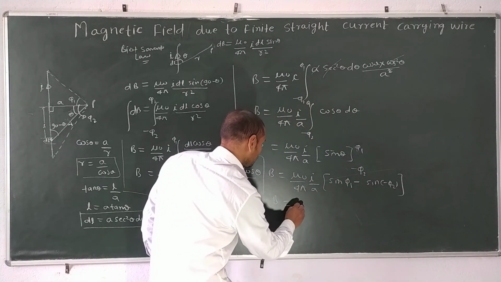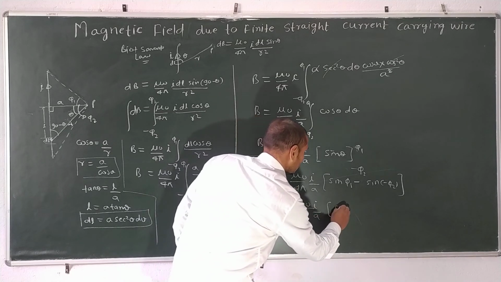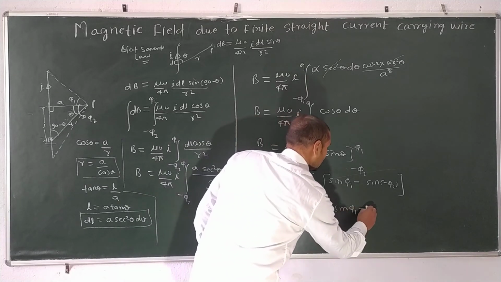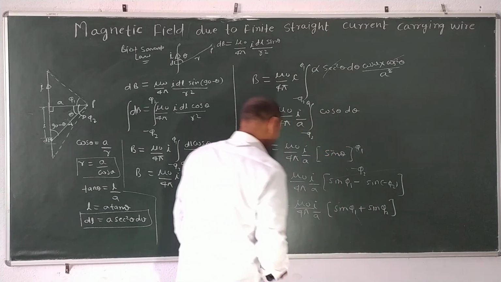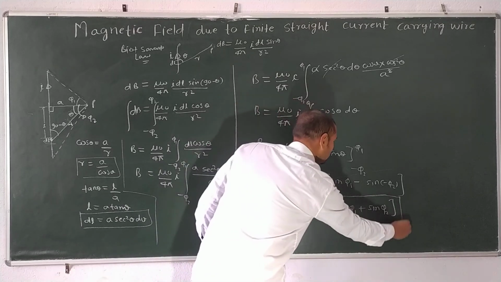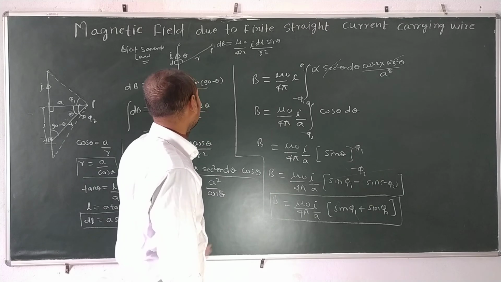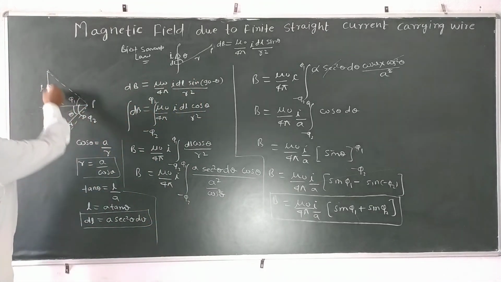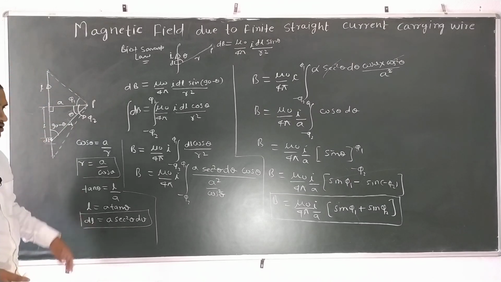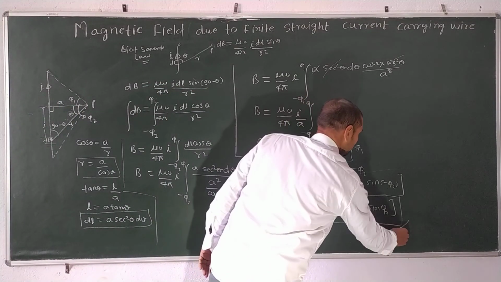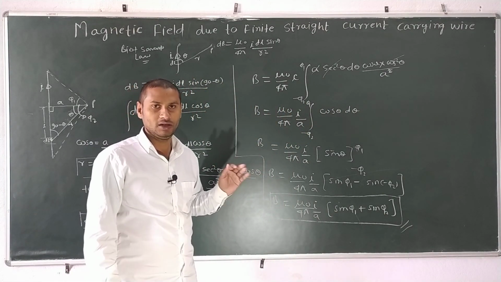As we solve this equation, we get mu naught I upon 4 pi a times sine phi 1, and this minus comes out and becomes plus sine phi 2. This gives the value, or the magnitude, of the magnetic field at a point P from a finite length of wire carrying a current I. This value gives the magnitude of the magnetic field around a finite length of current carrying wire.